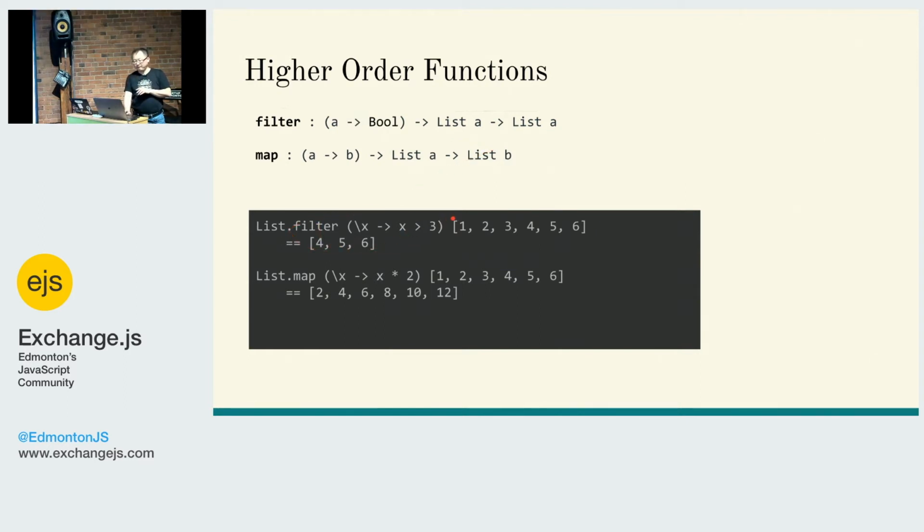Here's an example. The input list is the sequential numbers 1 to 6. The filter is to get numbers greater than 3, so the result is 4, 5, 6. The map works the same way: with the sequential numbers 1 to 6, I use map to double each one, and the result is 2, 4, 6, 8, 10, 12. And be careful, in Elm, which is a pure functional language, everything is immutable.